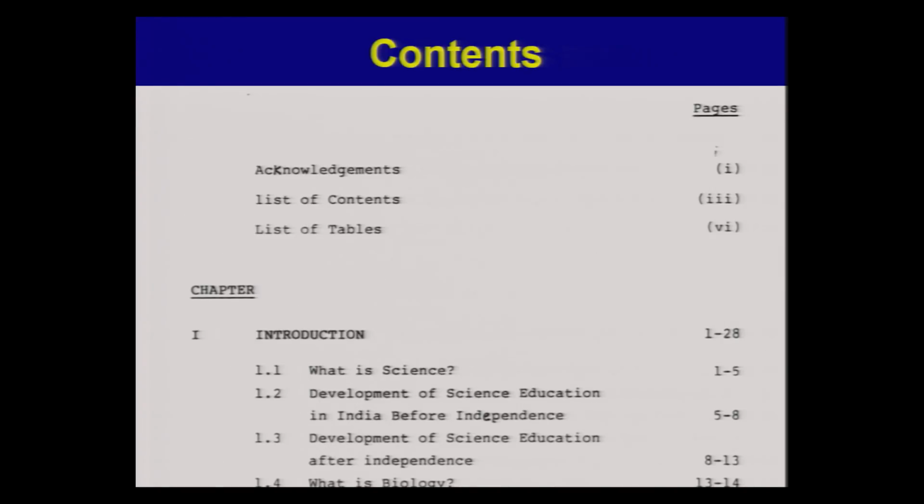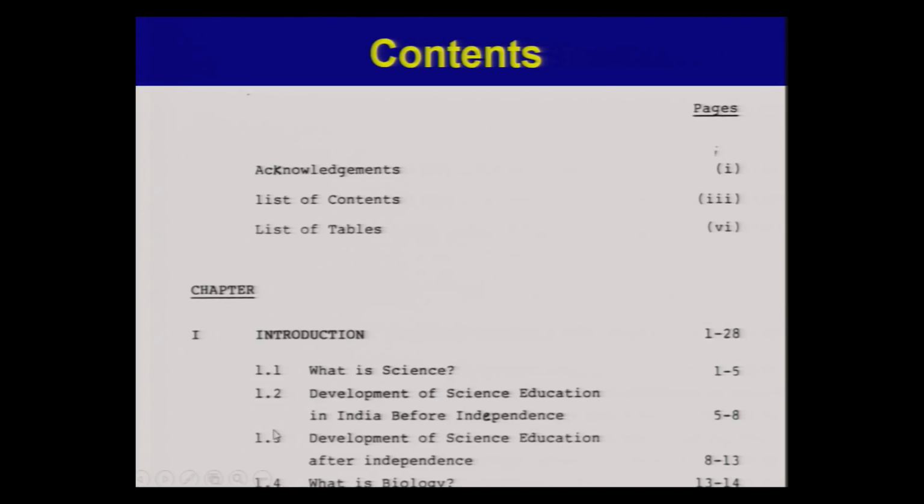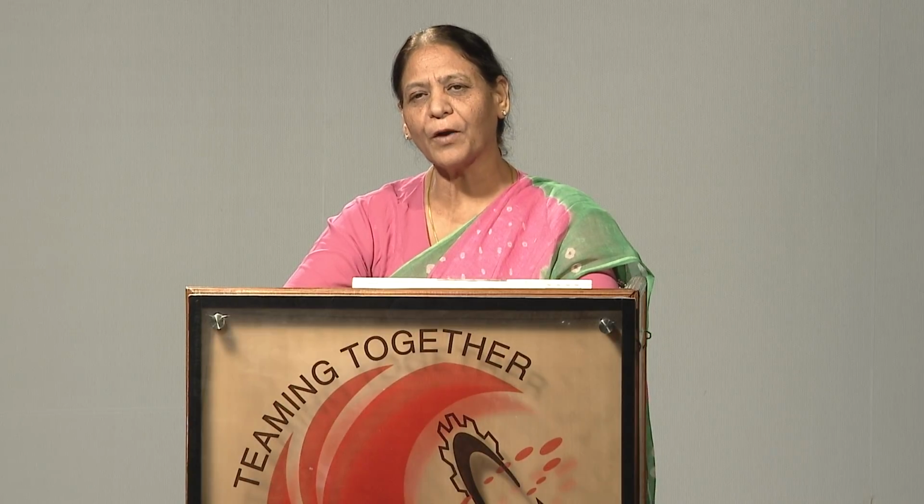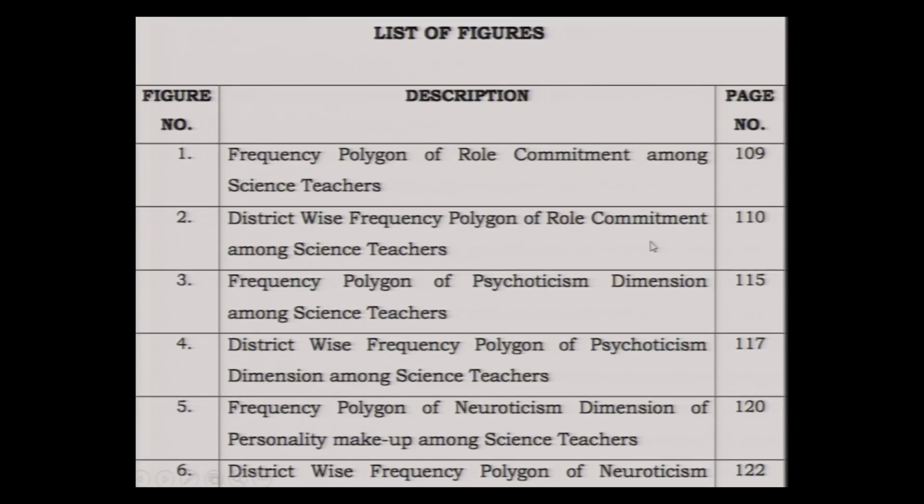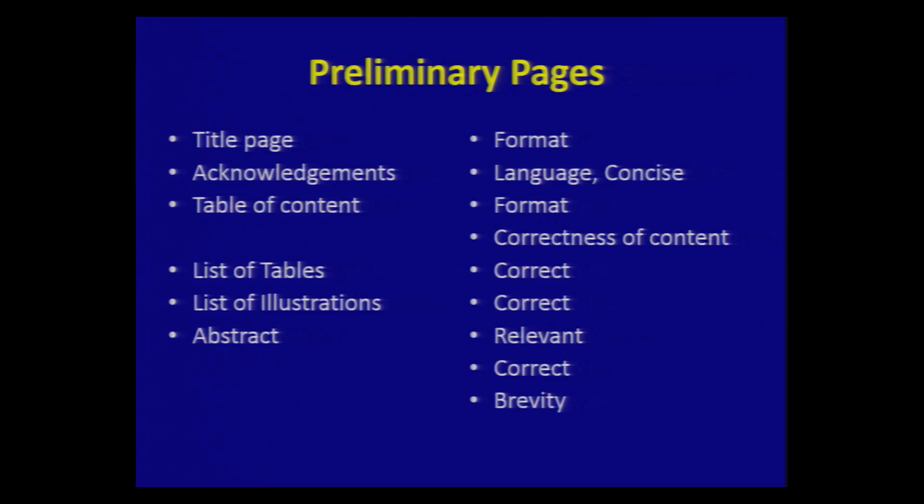Here in another example you find that a person started with acknowledgements, list of contents, list of tables, and then the chapter wise organization of the report, and has given numbering. Now if it is number 1, it is 1.1, 1.2, 1.3, and against that the pagination has been done, which is followed by list of tables and list of figures which are part of the research report, and pages are indicated here.